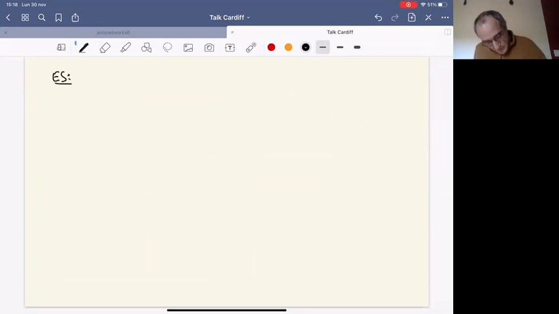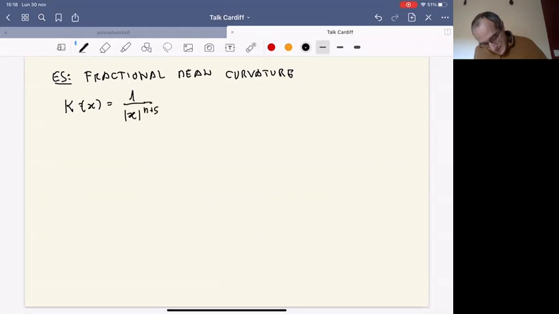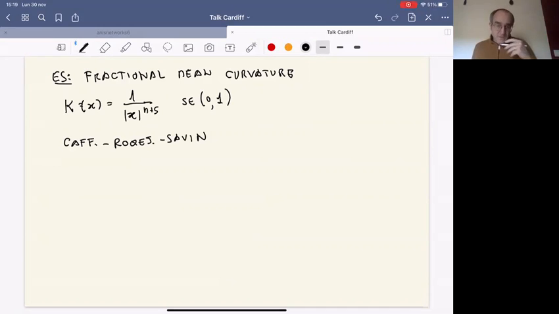is the fractional mean curvature. And of course, it's the mean curvature where the kernel k, k of x, is equal to 1 over |x| to the n plus s. Sometimes it's 2s, where s is in (0, 1). This has been introduced by Caffarelli, Roquejoffre, Savin. Well, let's say it was Roquejoffre.